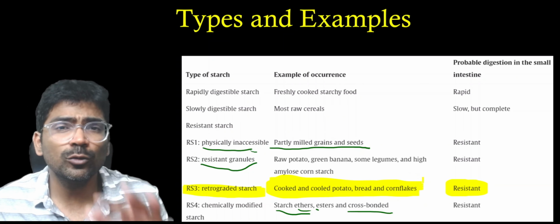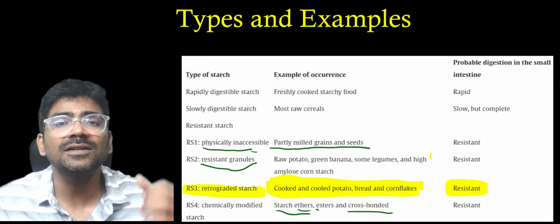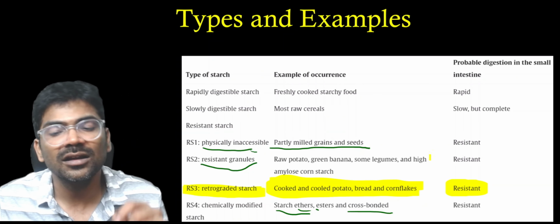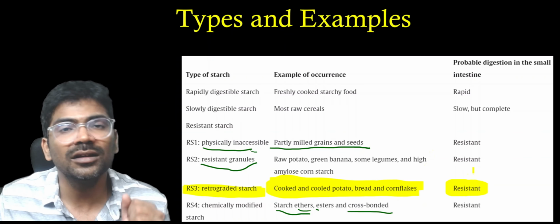Cooling the freshly cooked rice converts some amount of starch into retrograded starch, which is beneficial for health.